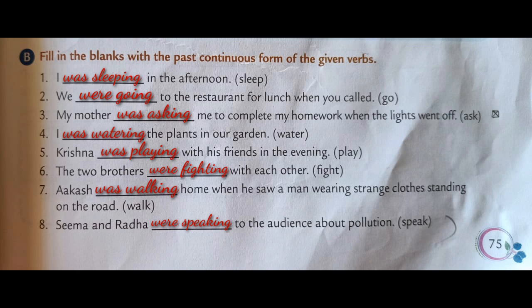Fourth one, I was watering the plants in our garden. Here, the given verb is water. So, water changed to was watering. For the I subject, we should use was. Then, fifth one, Krishna was playing with his friends in the evening. Here, the given verb is play. Play changed to was playing because the Krishna subject is singular. So we are using was playing.